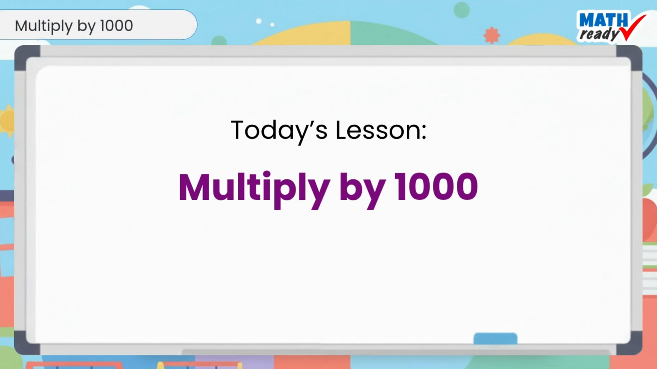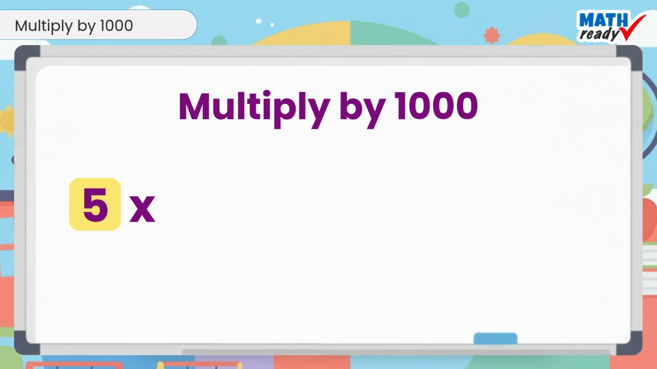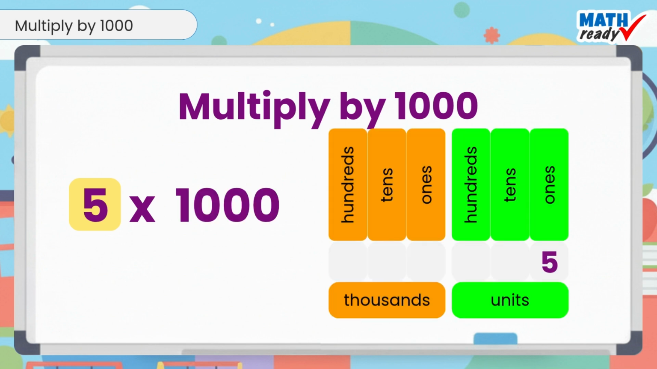We are going to learn how to multiply any number by 1,000. When you multiply a number by 1,000, every digit in that number moves 3 places to the left. This is because 1,000 is made up of 3 zeros. After the digits move, 3 zeros go at the end to fill the empty columns.